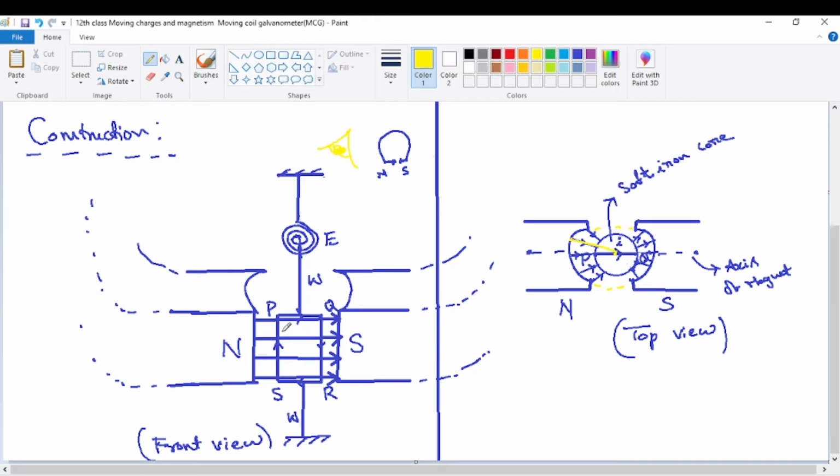So as it turns, both these vertical sides will lie at the same distance as the coil turns about its axis. Which is the axis here? The turning axis, the phosphor bronze wire. So the distance will be the same, and the vertical sides always experience the same field. That way it effectively acts as a uniform field. Now the most important thing is that it remains a radial field.